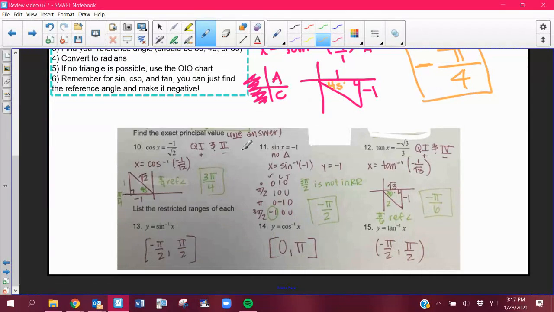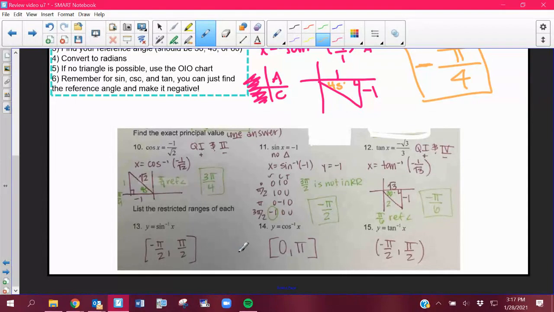Notice that the negative cosine is still allowed to be in quadrant 2, so that one you still would need to figure out the 3 pi over 4. And then you see here, if you can't draw a triangle, again, you have to use the unit circle chart, but be careful. 3 pi over 2 is not in the restricted range for sine, so you're going to have to make that into a coterminal angle, negative pi over 2.